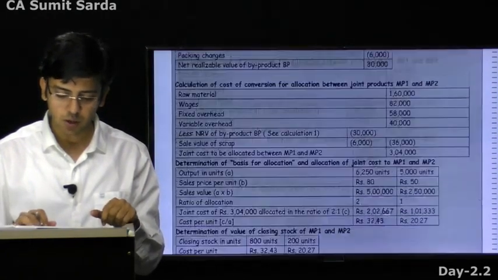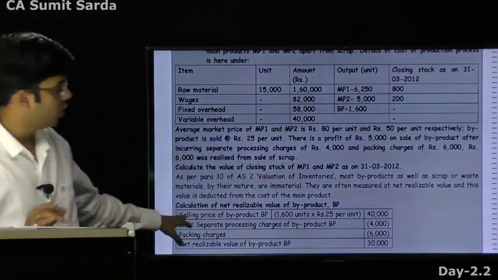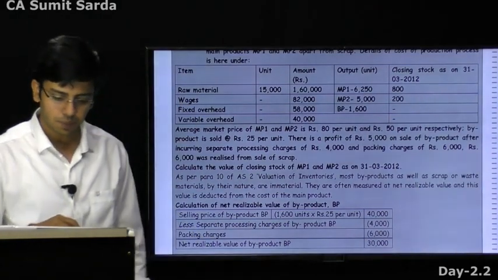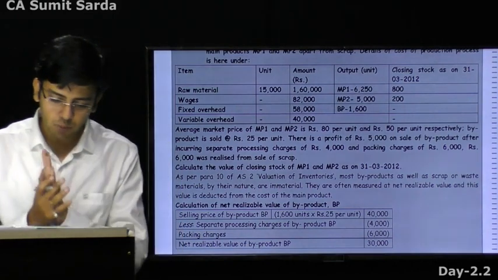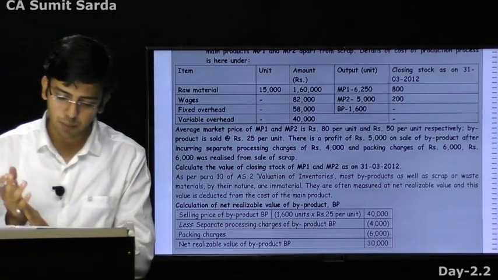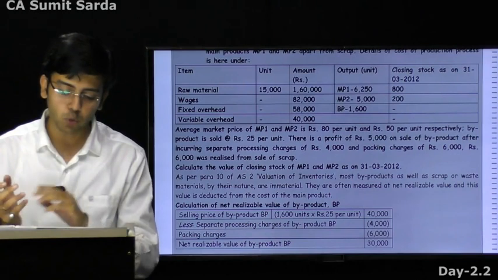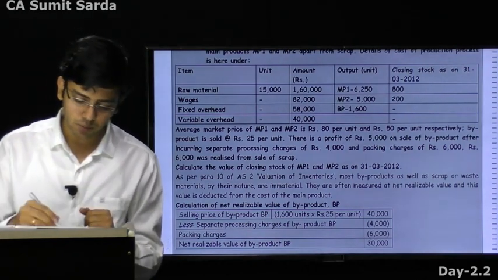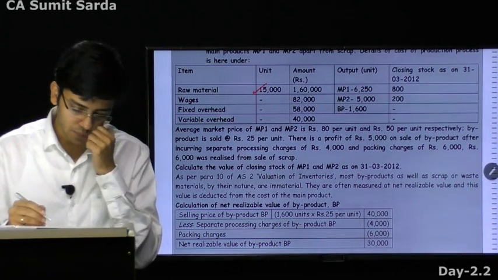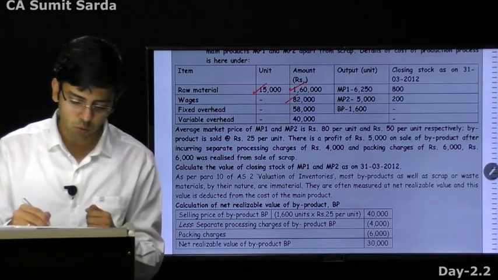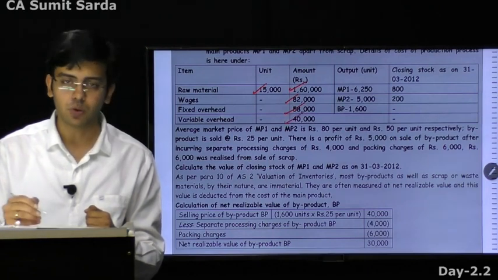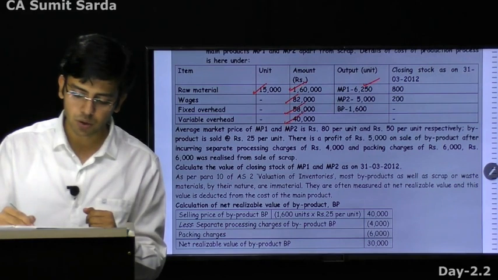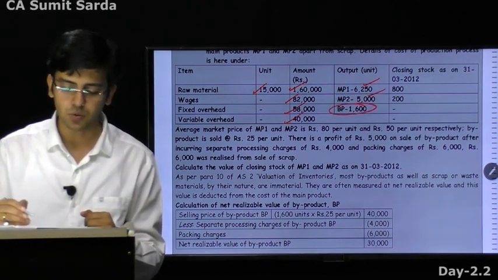So we'll see a question and I'll only solve the treatment for byproduct, nothing else. There's a very lengthy question. In the manufacturing process of Vijoy Limited, byproduct BP emerges along with two products, MP1 and MP2, main product 1, main product 2. Details are as under. So 15,000 units we had inserted. It costs 160, wages 82 was paid, fixed overhead was paid, variable overhead was paid. Everything is cost of inventory. MP1 6250, MP2 5000, byproduct 1600 units.